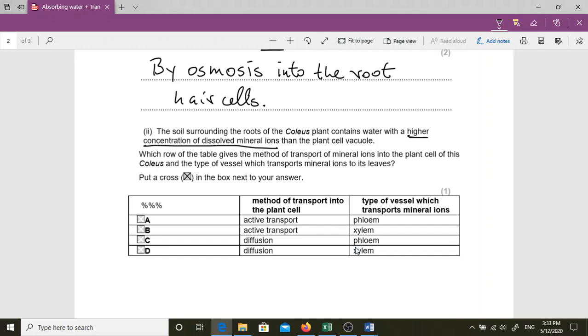Okay, so now here, the last time we were asked about the transport of mineral ions into roots, it said that there was a lower concentration outside. Now we have a higher concentration outside. So that's quite important, because if we go from higher to lower concentration, it's diffusion we're talking about, not active transport. So we know it's diffusion, so we can cross these out. It must be C or D. Now we just need to decide which type of vessel transports mineral ions. And it's the same type of vessel that transports water, and that is the xylem. Okay, so D is the correct answer here.